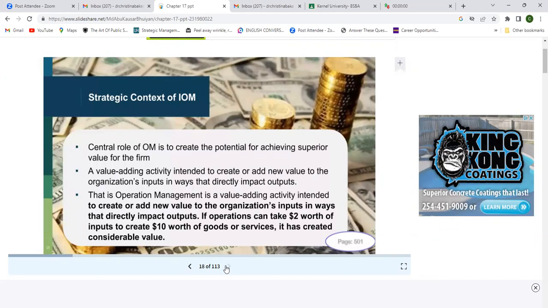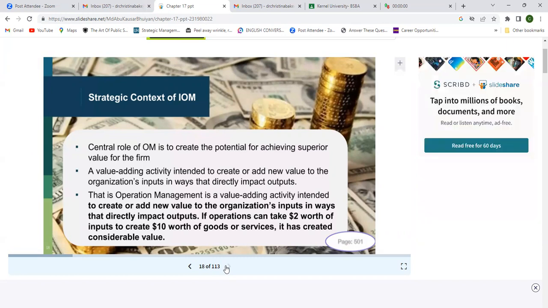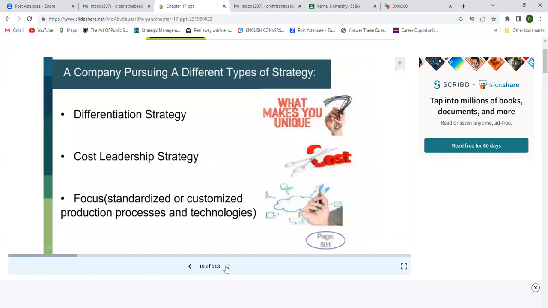The central role of operation management is to create the potential for achieving superior value for the firm. It is a value-adding activity intended to create or add new value to the organization's inputs in ways that directly impact outputs. If operations can take $2 worth of inputs and create $10 worth of goods and services, it has created considerable value.